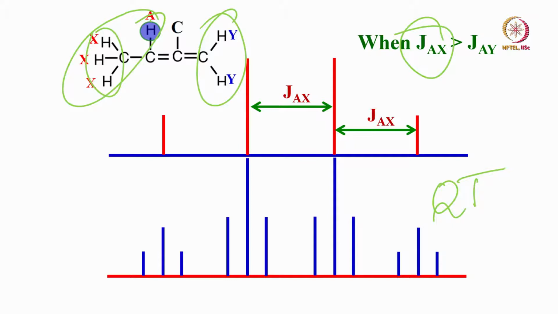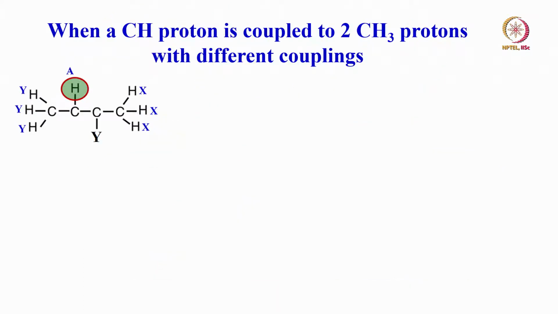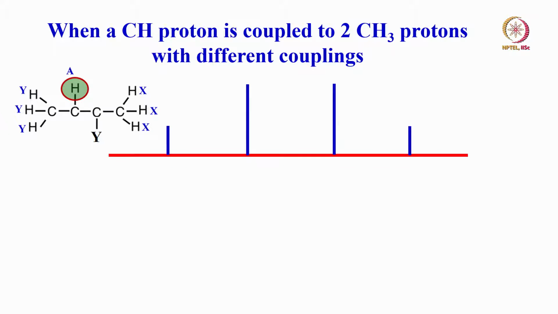Remember this nomenclature difference. Earlier it was triplet of quartets, now it is quartet of triplets because the larger coupling is quartet. This is the way you have to start naming the multiplicity pattern in NMR. When you want to analyze the spectrum, this is what you should understand. Now of course, we can think of varieties of possibilities. And I am giving you common examples because you come across such patterns in the routine analysis of your sample spectra.